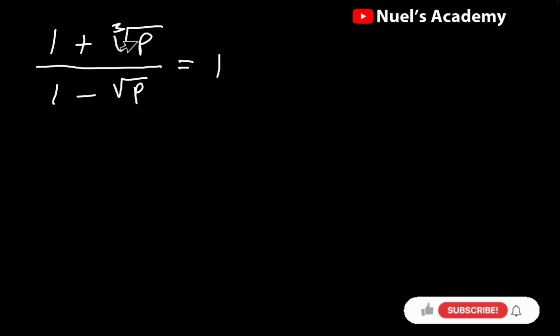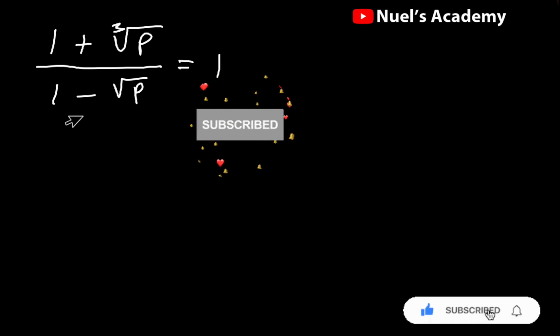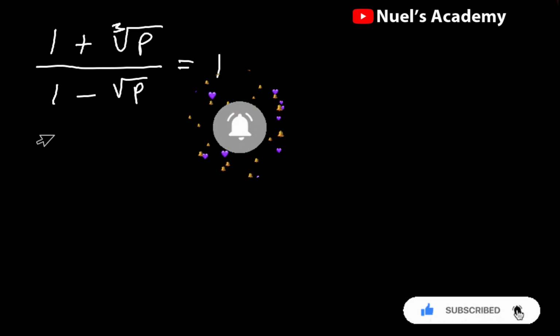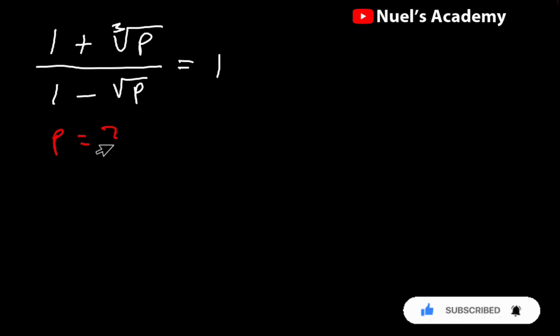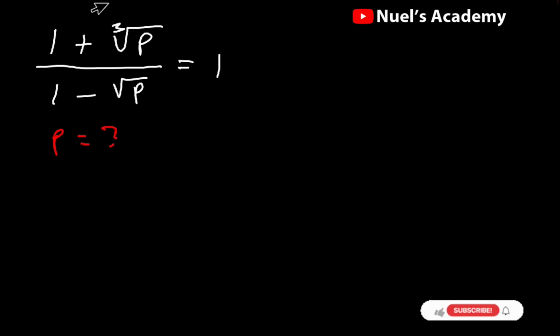So we're given this question to solve. (1 + cube root of p) / (1 - root p) = 1. We are asked to find the value of p that satisfies this equation. So we have a fraction here.